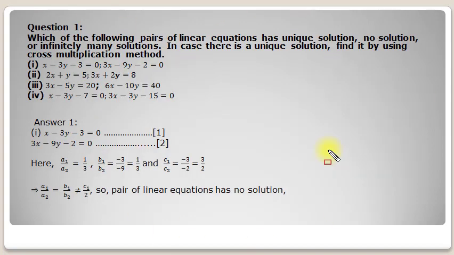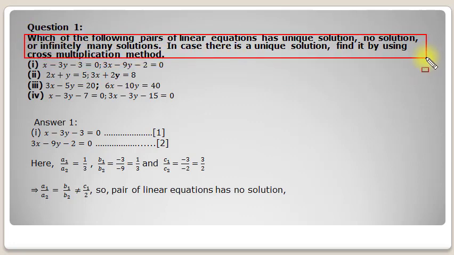The very first question of this exercise 3.5 says: which of the following pair of linear equations has a unique solution, no solution, or infinitely many solutions. In case there is a unique solution, you have to find it by the cross multiplication method. There are 4 sub questions under this question.